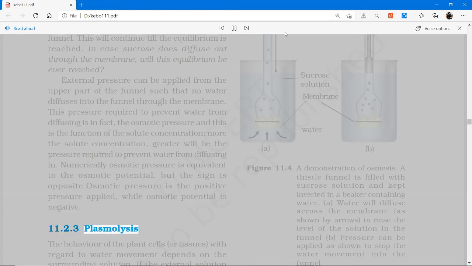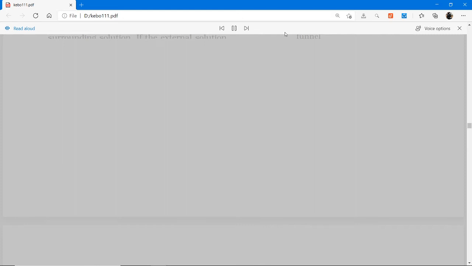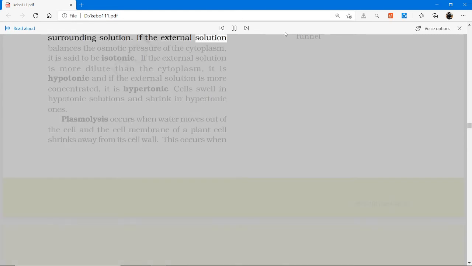1.2.3 Plasmolysis. The behavior of the plant cells, or tissues, with regard to water movement depends on the surrounding solution. If the external solution balances the osmotic pressure of the cytoplasm, it is said to be isotonic. If the external solution is more dilute than the cytoplasm, it is hypotonic, and if the external solution is more concentrated, it is hypertonic. Cells swell in hypotonic solutions and shrink in hypertonic ones. Plasmolysis occurs when water moves out of the cell and the cell membrane of a plant cell shrinks away from its cell wall.